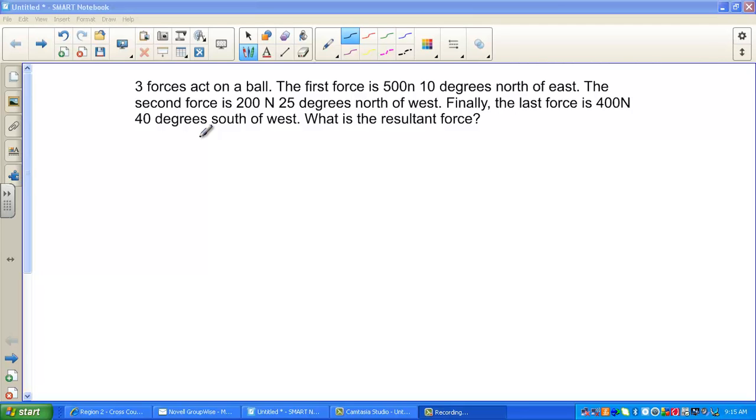Okay, you can read the problem here. We have three forces acting in different directions. The first step we're going to do is make a coordinate grid. We'll do this here.